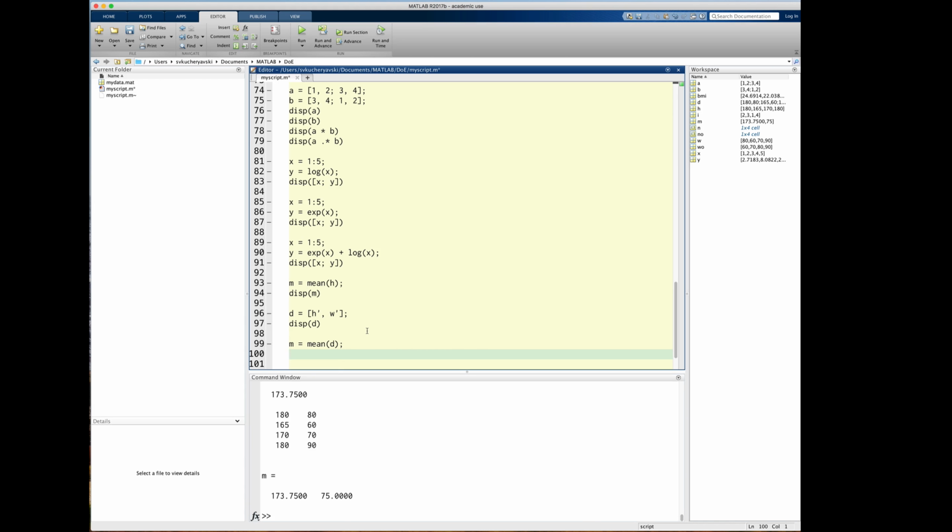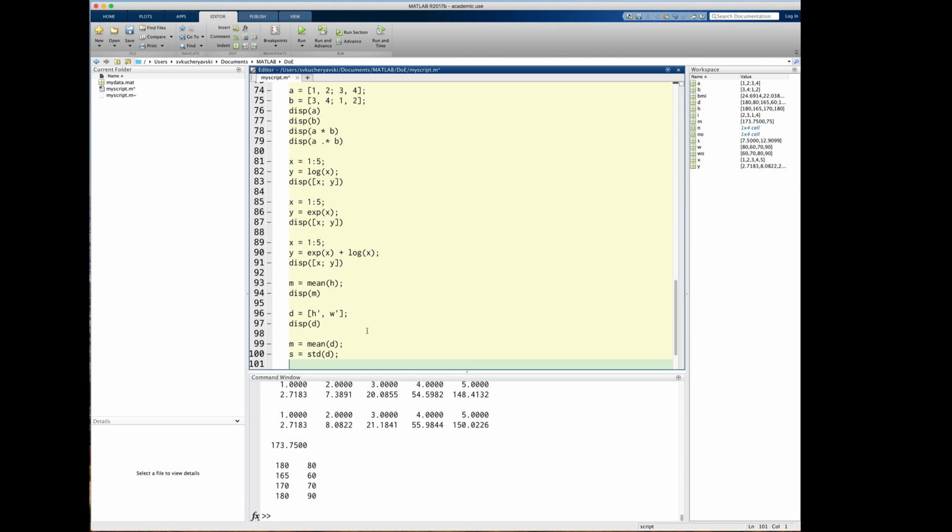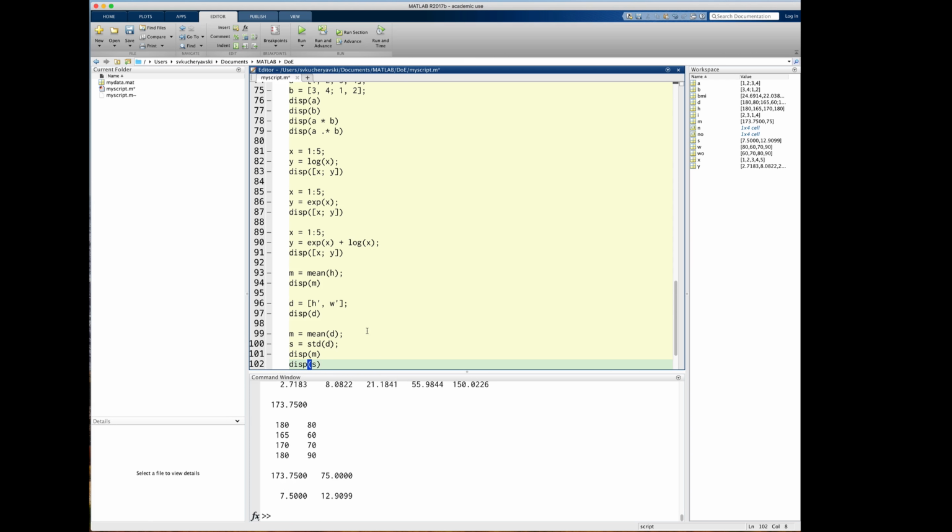Likewise, you can, for example, calculate S equal to standard deviation for D, and again you will get, let me just show it, disp M, disp S. So you see you get two values for M and two values for S. So if you have big data, for example, more than 2 or 3 variables, the best way is to organize this data as a matrix and then apply a statistical function to the whole matrix, because you will get a vector of values. So you will run only one line of code instead of, for example, 12 if you have 12 variables.